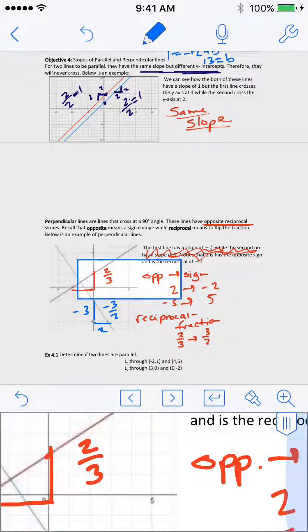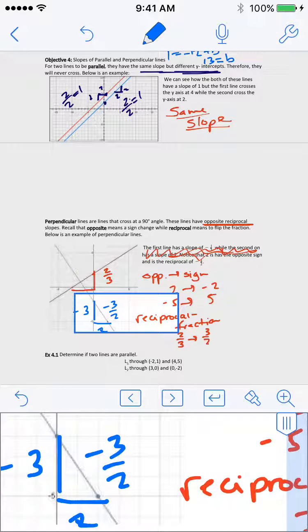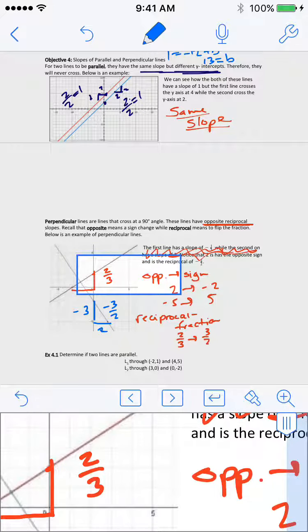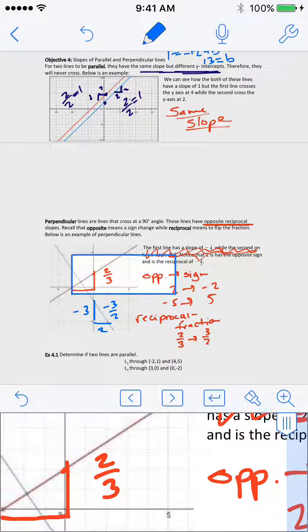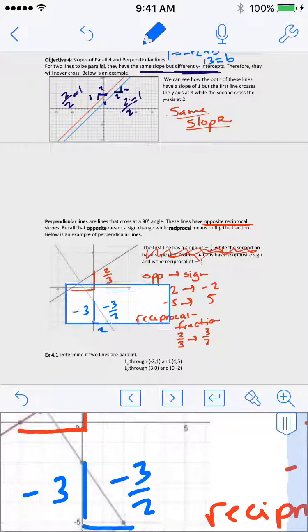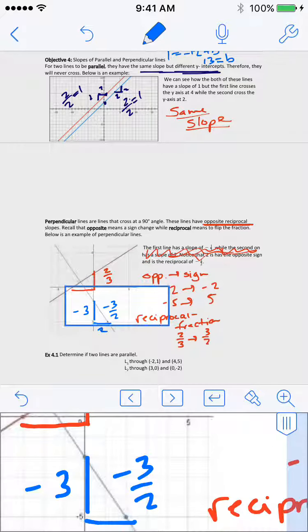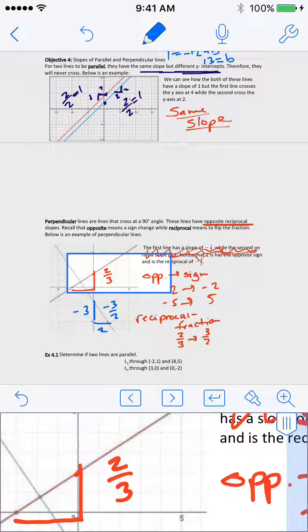Notice these two, positive, negative, so they're opposite, right? And then the fractions are flipped, 2/3, 3/2. So these are perpendicular because their slopes are opposite reciprocals. Cool. Pause the video right now if you have any questions on that, because that's also a very important note.